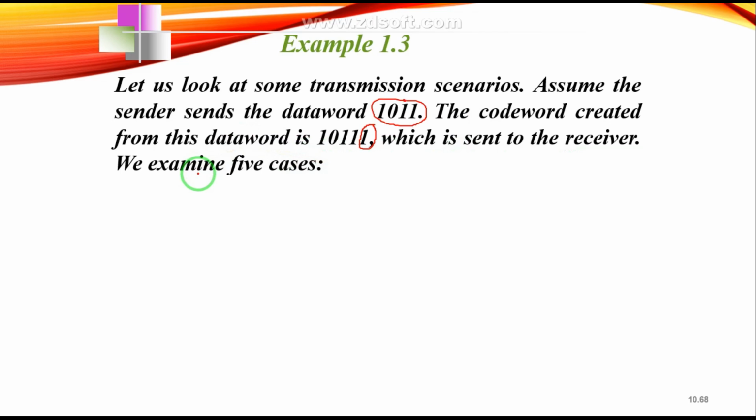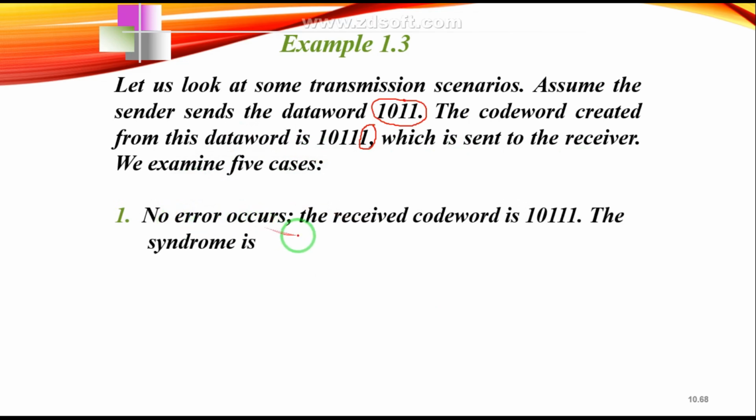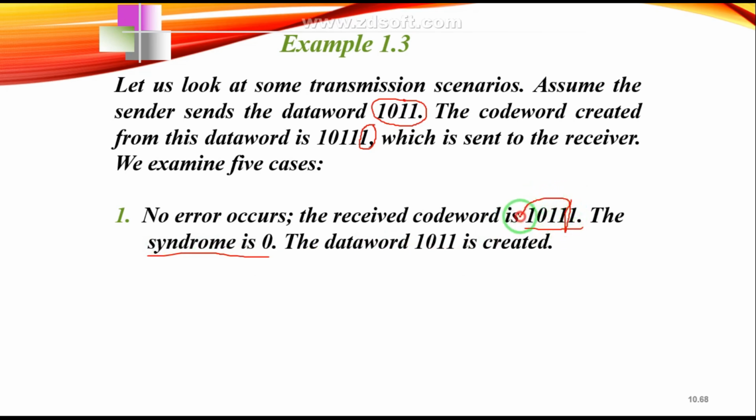So let's examine the 5 cases. First is no error. It occurs if the received code word is 10111, because the syndrome is 0. So this parity is discarded, and we extract the data word from this code word, that is, 1011 is created.